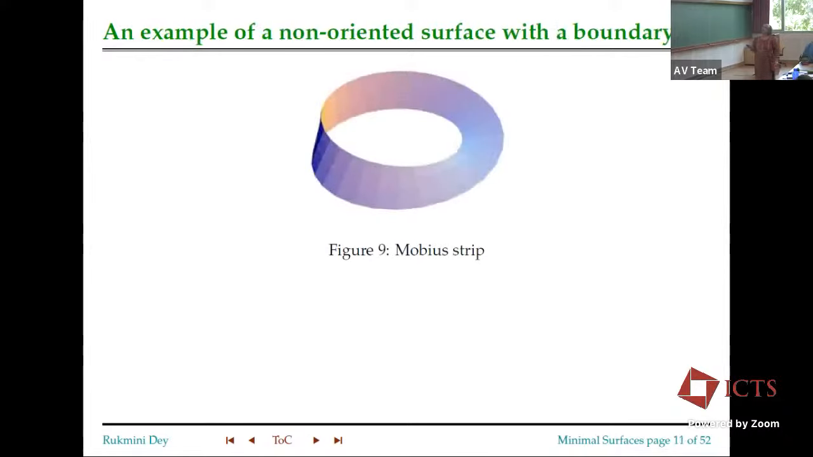Okay, now what about examples of non-oriented surfaces? This is a Mobius strip. You take a band of paper, twist it, and glue it. That's a Mobius band, okay? This has a boundary, but you can show that it has only one S1 boundary. The boundary is a circle.